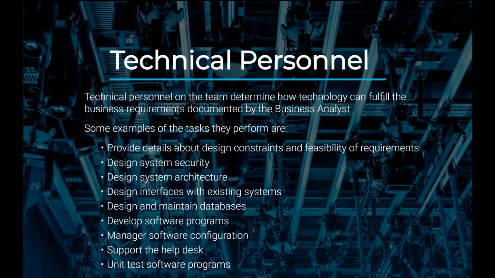The technical personnel on the team determine how the technology can fulfill the business requirements documented by the business analyst. So you as the BA are looking at more of the what. What is needed by the business, and the technical personnel are focused on how to implement what is needed. So some examples of tasks that they would perform are things like providing details about design constraints and feasibility of the requirements. They'll design system security, system architecture, network architecture, interfaces with existing systems.